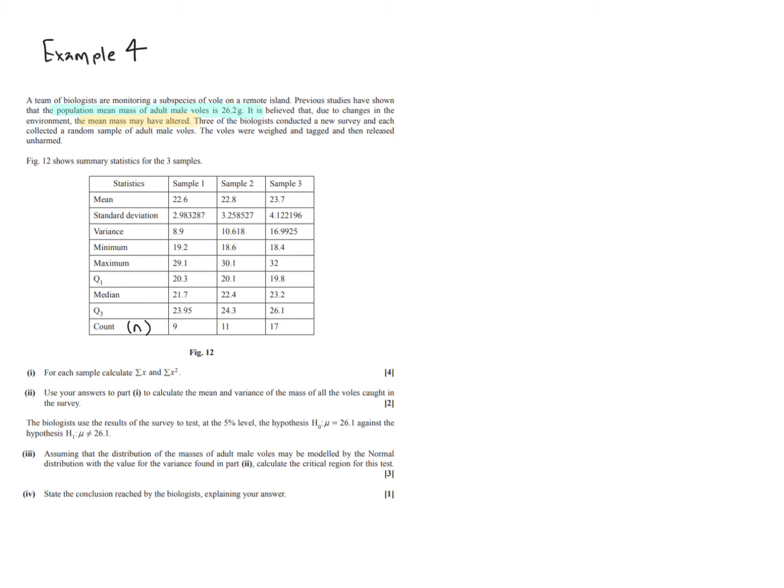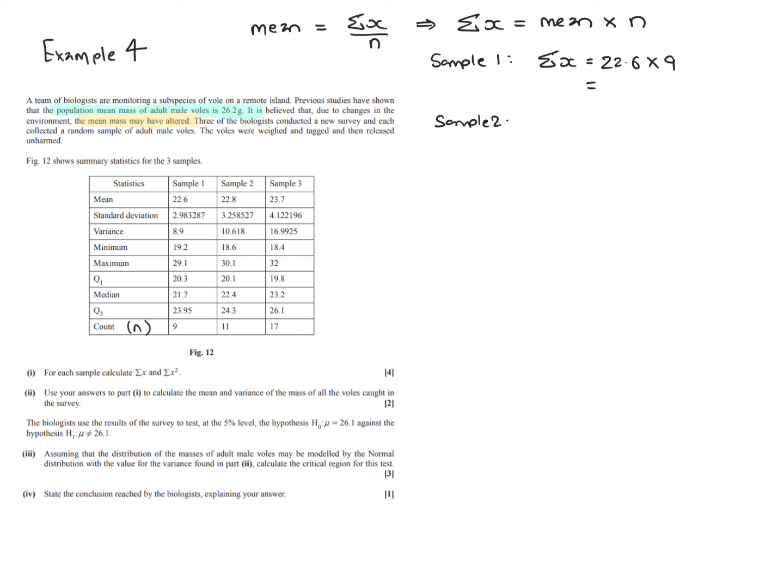So where do these values come from? Well, they come from understanding how the mean is calculated. So remember, the mean is equal to sigma x over n. So sigma x can be calculated by working out the mean multiplied by n. So we can work out these values for each of the samples. So for sample 1, sigma x is going to equal 22.6 multiplied by 9. And so on and so forth for sample 2 and sample 3. And we can simply work these calculations out and then make sure we've written down our values.